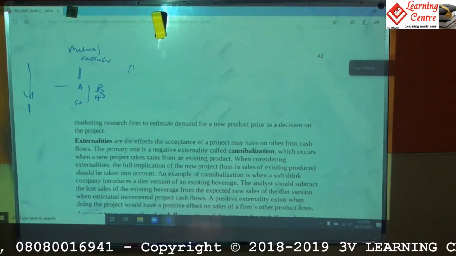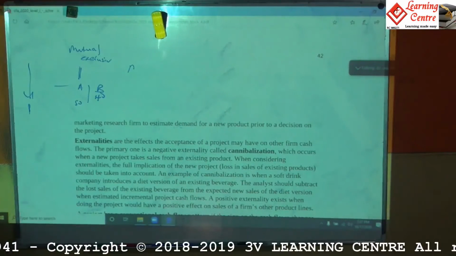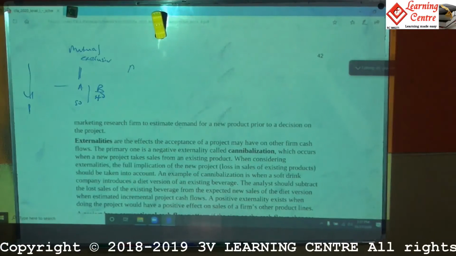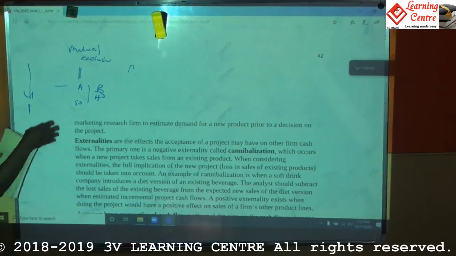When we get to level 2, we'll talk more about capital rationing, unlimited funding and stuff like that.